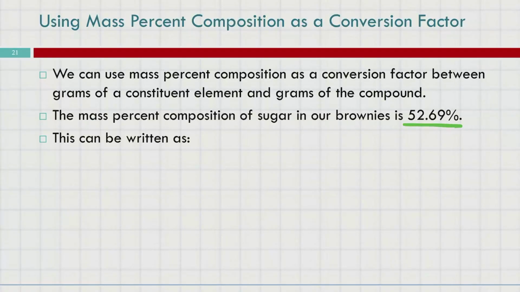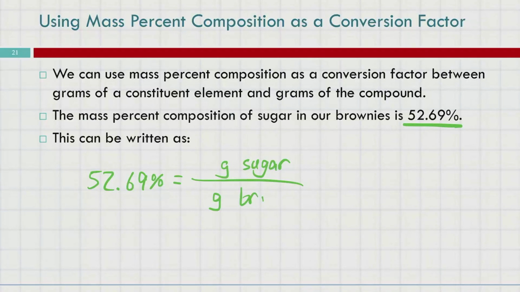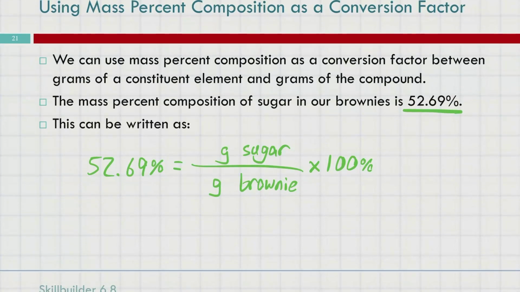So this 52.69%, let's look at our formulae. Grams of sugar, grams of brownie, times 100%. This is one of my least favorite sets of slides because I always forget how to explain mass percent composition as a conversion factor, which is just so fun to do on the fly.